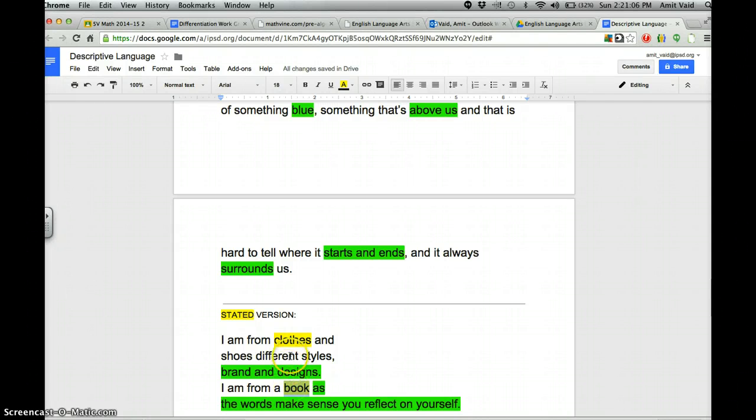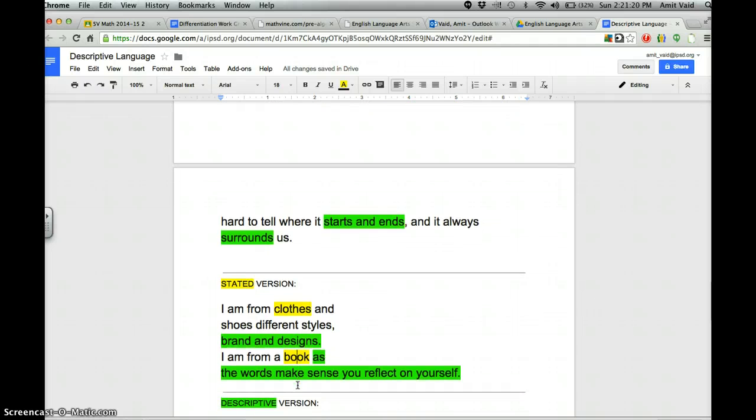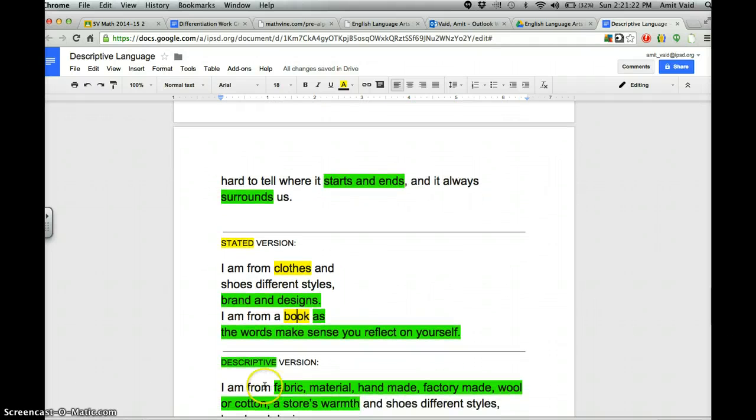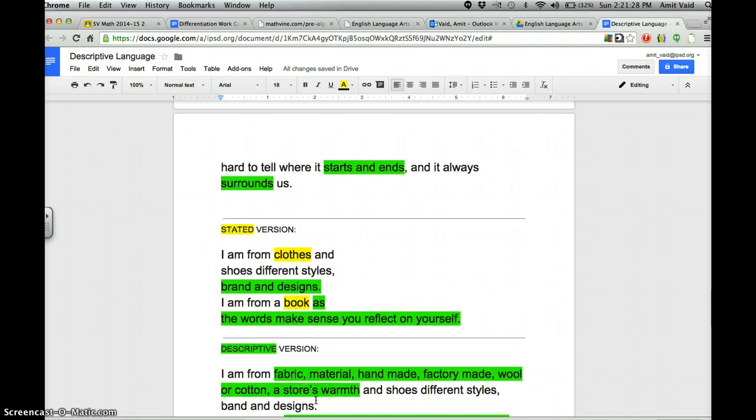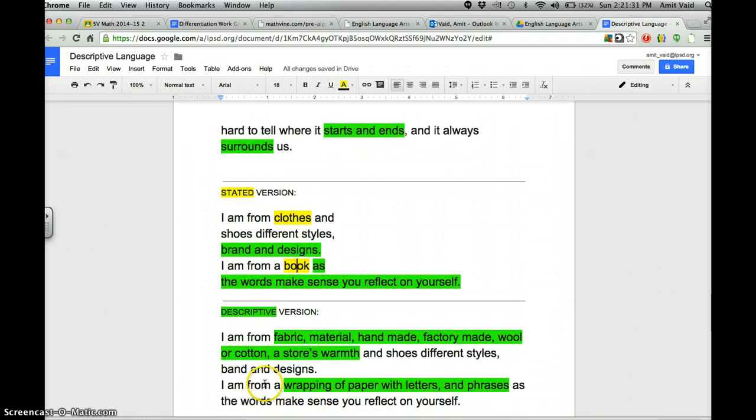What do you think of when you think of clothes? What do you think of when you think of book? If you can think of what you think of when you think of these words, you're going to be able to change them to a language that's more descriptive. So here's my descriptive version. I am from fabric, material, handmade, factory made, wool or cotton, a store's warmth, and shoes different styles, brand and designs. I am from a wrapping of paper with letters and phrases. As the words make you sense, you reflect on yourself.